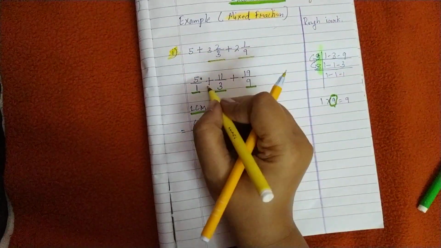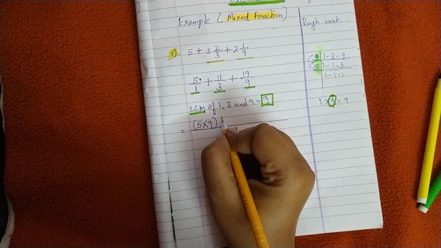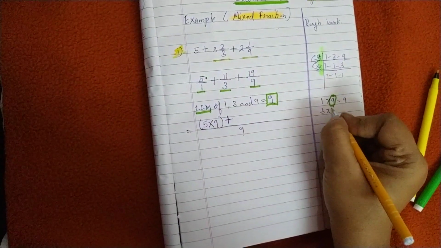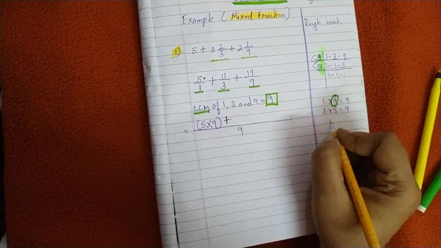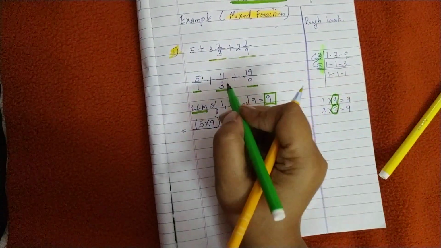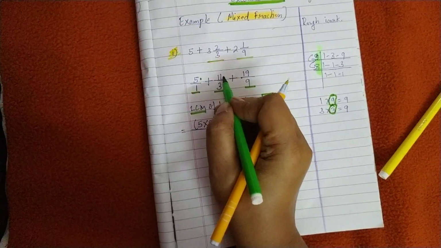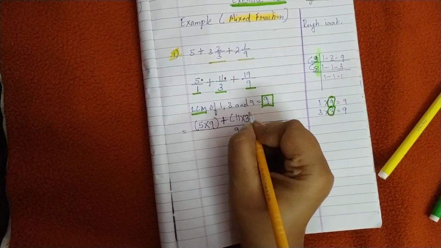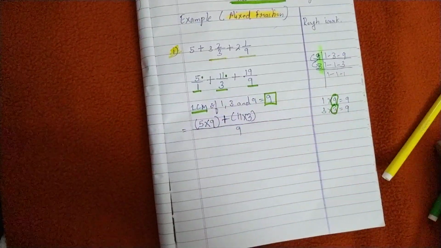Copy this addition sign as it is. Now what is next? 3. 3 times 3 is what, children? 9. So 3 is already here. Pick this 3 and multiply with numerator 11. So 11 into 3. This much is clear.